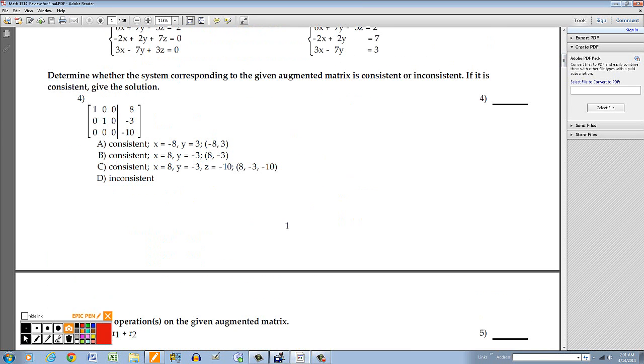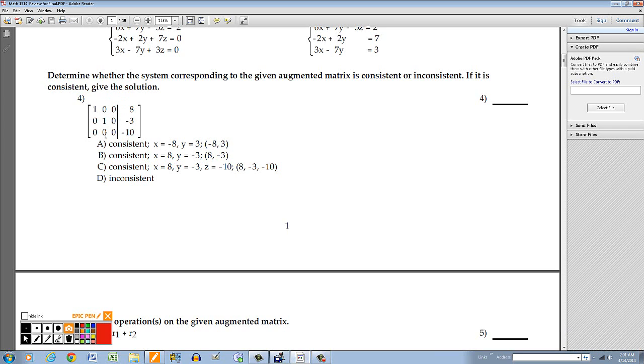Okay. The next one says determine whether the system corresponding to the given augmented matrix is consistent, which means has a solution, or inconsistent, which means has no solution. It says if it is consistent, give the solution. Okay, so again, each row represents the equation of the system.